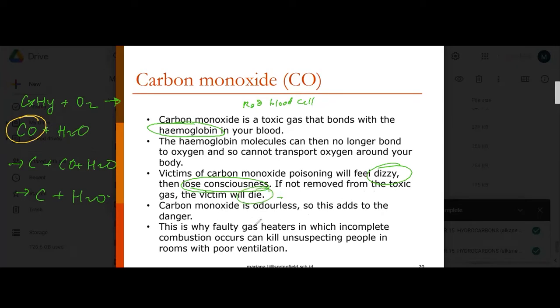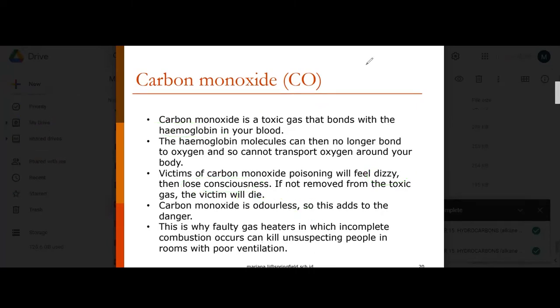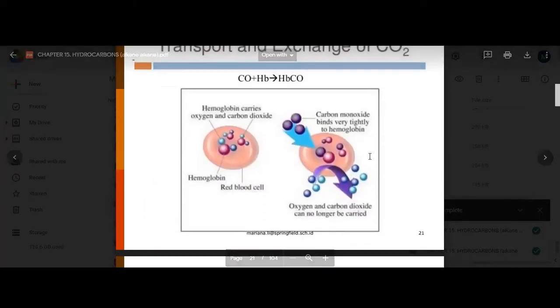Carbon monoxide is very dangerous since it is odorless, so sometimes people don't realize that carbon monoxide is present. That's why sometimes people can die unexpectedly. You can see from this diagram that carbon monoxide binds very tightly to hemoglobin, so oxygen can no longer be carried.